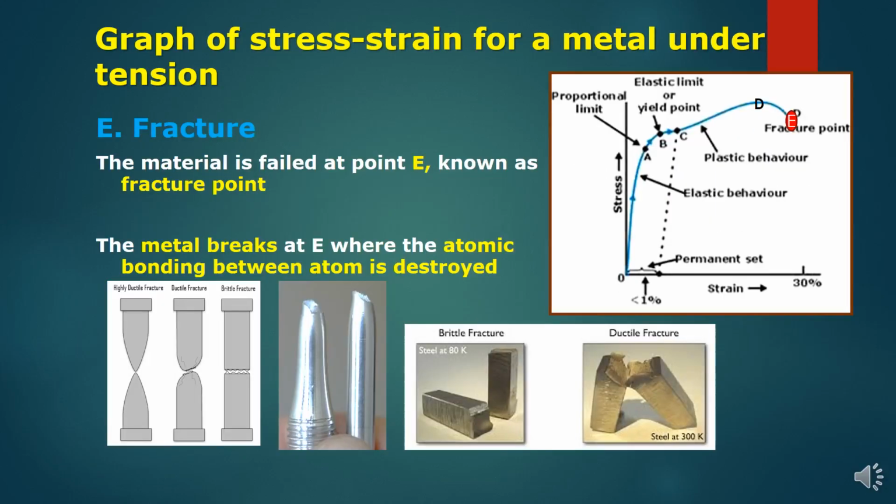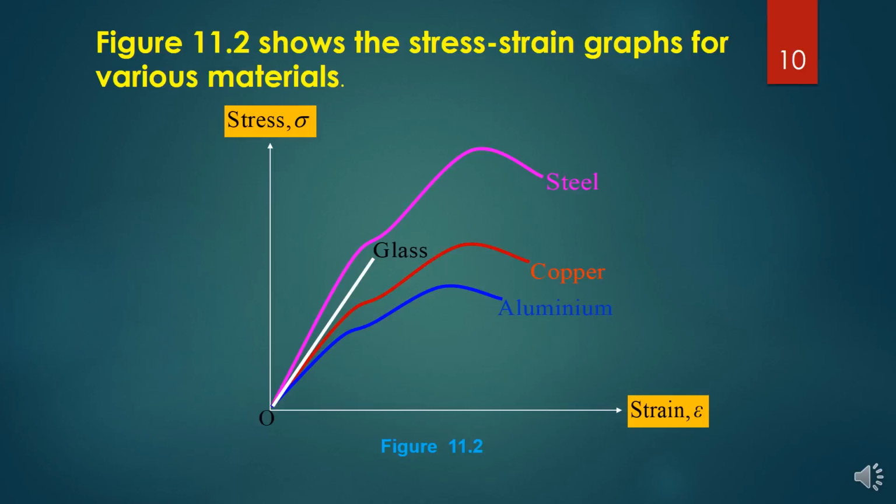Point E, fracture. After the necking occurs, the material fails at point E, known as the fracture point. The metal breaks at E where the atomic bonding between atoms is destroyed. The behavior of a material can be deduced from the graph of stress against strain. Figure 11.2 shows an example of the graph of stress against strain for aluminum, copper, glass, and steel.